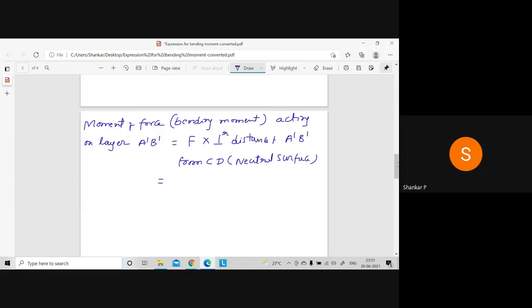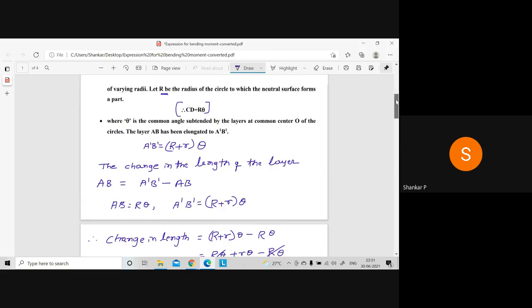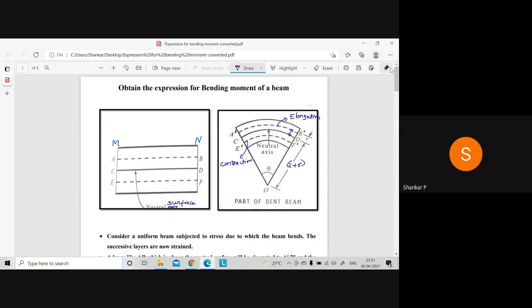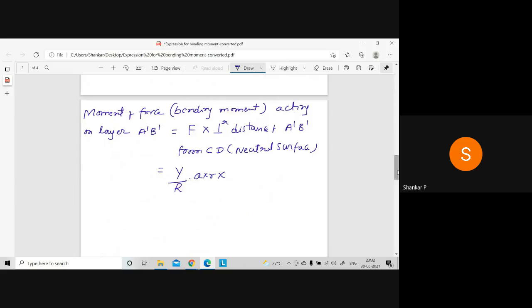So it is equal to Y by R into A into small r, and the perpendicular distance of A dash B dash from CD we can observe from the diagram. We can see from the diagram the distance of A dash B dash from CD is small r. So substitute that. So this becomes Y by R into A r square. So this is the bending moment acting on the layer A dash B dash only.